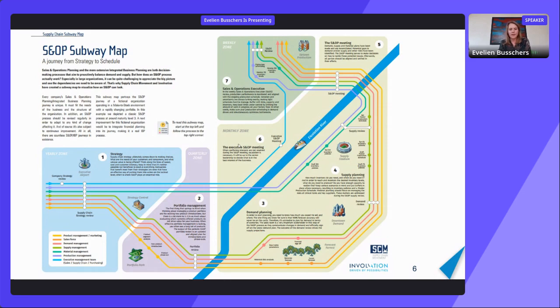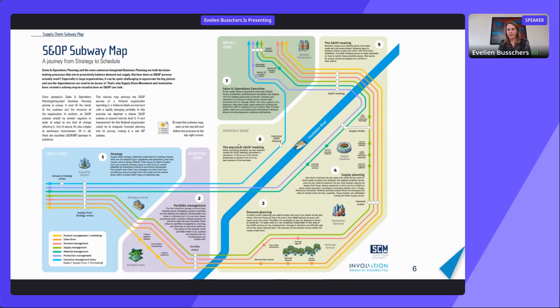So on a quarterly basis, our portfolio is reviewed. And in preparation for the portfolio review, we see that there are several activities that are performed by product management or marketing. Then we can have a look at the monthly zone, which is the light green zone.